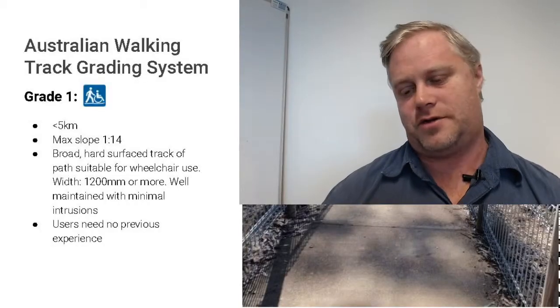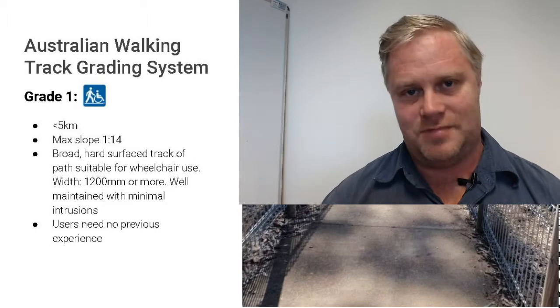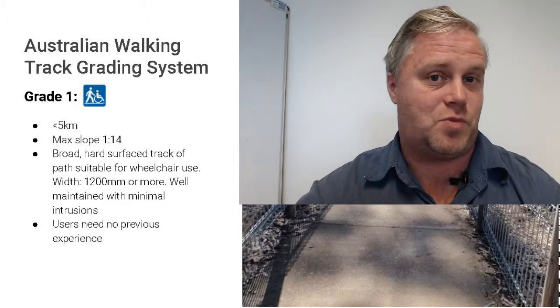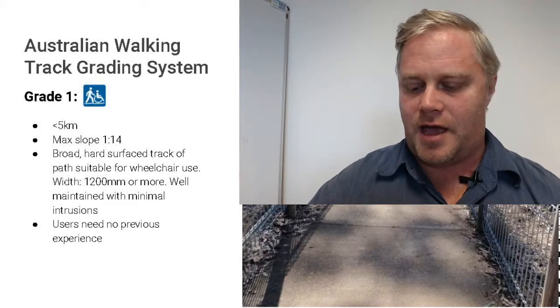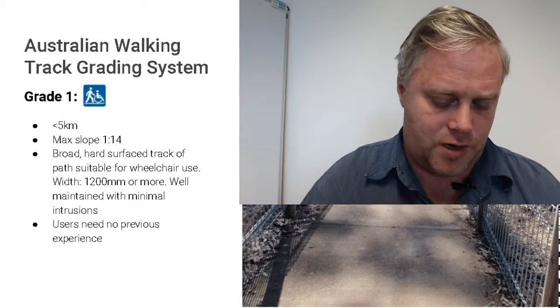Because as you look through it, the walk has to be pretty well flat. It has to be broad. It has to be hard. It has to be well maintained. It can't have any intrusions. The user must have no need for any experience when it comes to bushwalking. And for some random reason, they must be less than 5 kilometres. In fact, when this first came out, they proposed 1.5 kilometres. And why somebody in a wheelchair can't go further than 5 kilometres is beyond me.